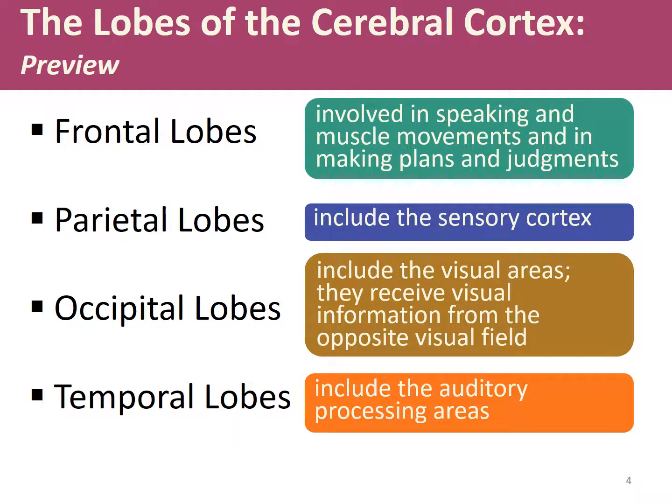And the 4th lobe is the temporal lobe, and these are located at the sides of your heads, where your temples are, sides of your skull. And the responsibility of the temporal lobe primarily is audition, or hearing.